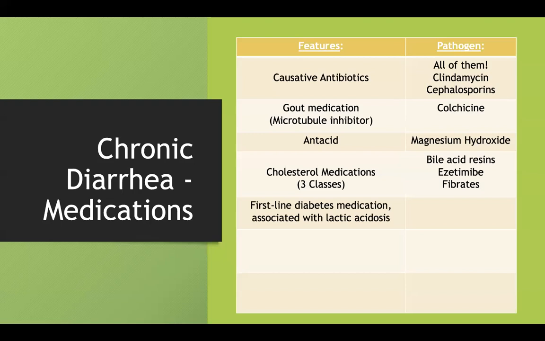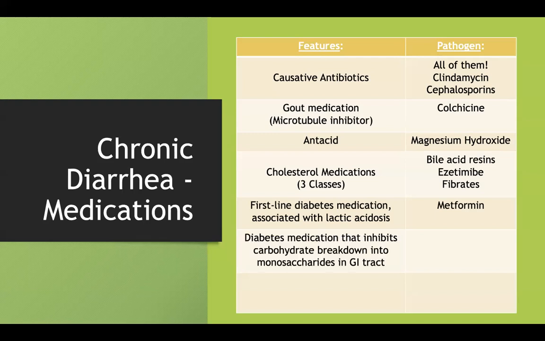What's the first line diabetes medication, and it has an association with lactic acidosis? That's metformin. How about the other diabetes medications? This one will inhibit carbohydrate breakdown into monosaccharides in your GI tract. These are your alpha glucosidase inhibitors, very, very well known to cause flatulence, bloating, diarrhea. The names, you can get acarbose or miglitol are two of the most common alpha glucosidase inhibitors.